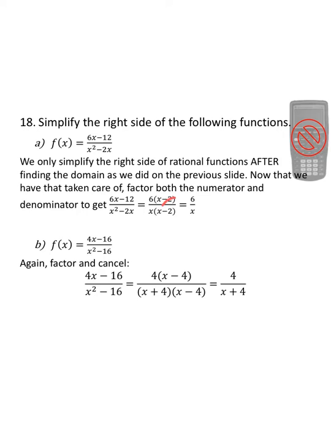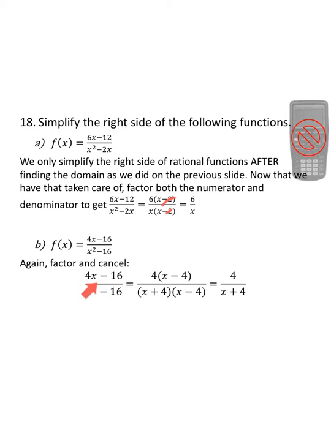Some people get some enjoyment in being able to cross out their math, so there you go. And the result is 6 over x. So I've simplified the right-hand side of the equation, of the function, excuse me. If f of x is 4x minus 16 over x squared minus 16, in order to simplify, that's a fancy way of saying factor and cancel when it comes to rational functions.